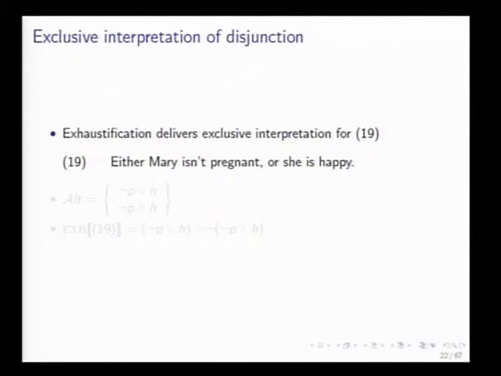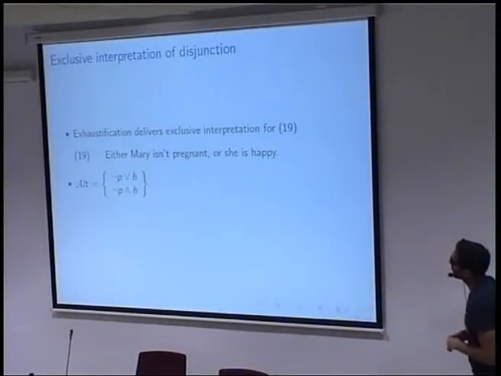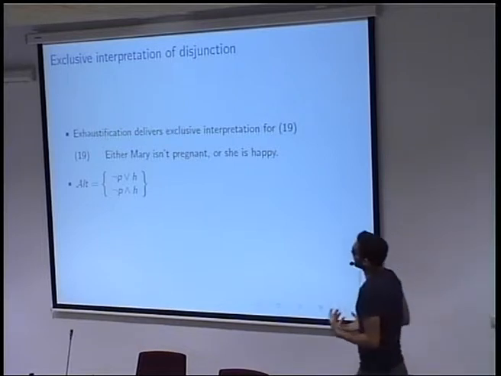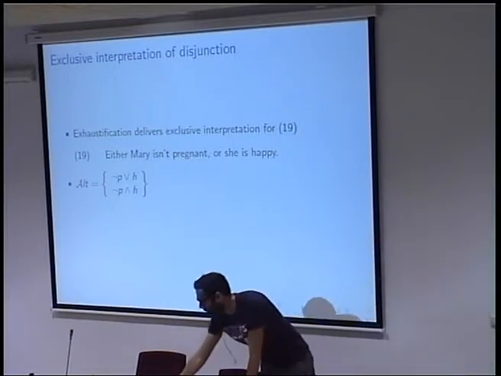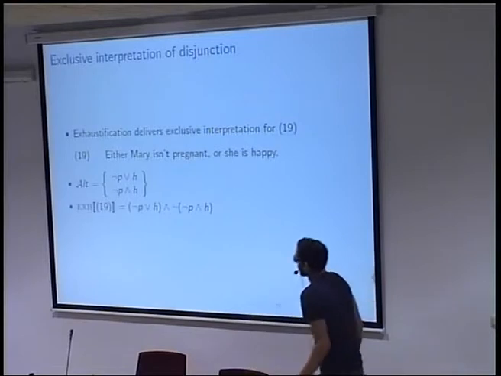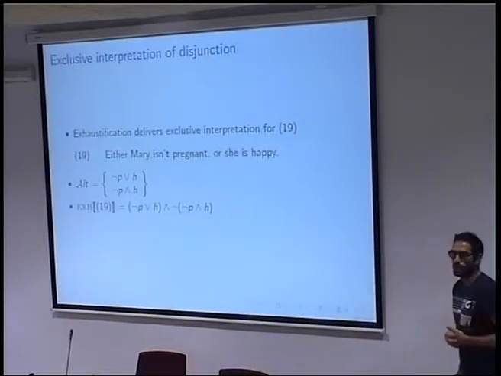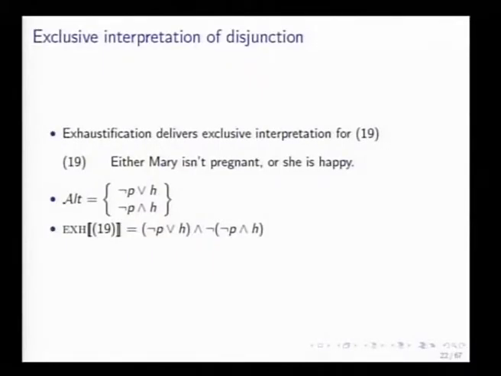So for example, for a sentence like a simple disjunction, like either Mary's pregnant or she's happy, with exhaustification you get what you expect, an exclusive interpretation. So schematically, here you have your alternative, P or H, and the conjunctive one, P and H. P and H is non-weaker, so you end up negating it. So you get P or H, and not P and H. A regular exclusive interpretation that you would expect.